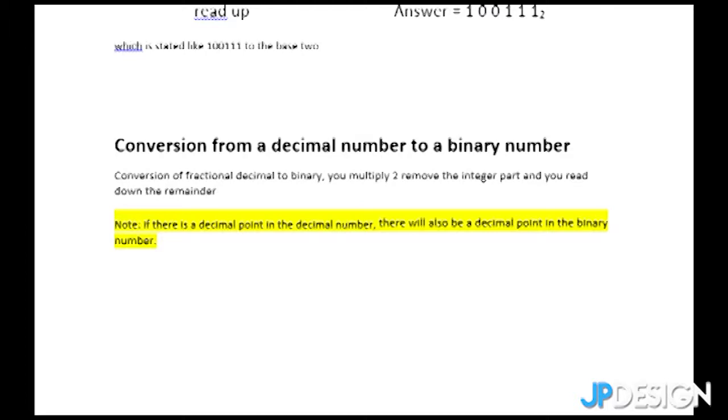What we're going to do in this tutorial is take a fractional decimal and convert it to binary. In order to do that, we must multiply the fractional decimal by 2 and remove the integer part, and we'll read down the remainder. Just a note, if there's a decimal point in a decimal number, then there will also be a decimal point in the binary number. Just important to remember that part.